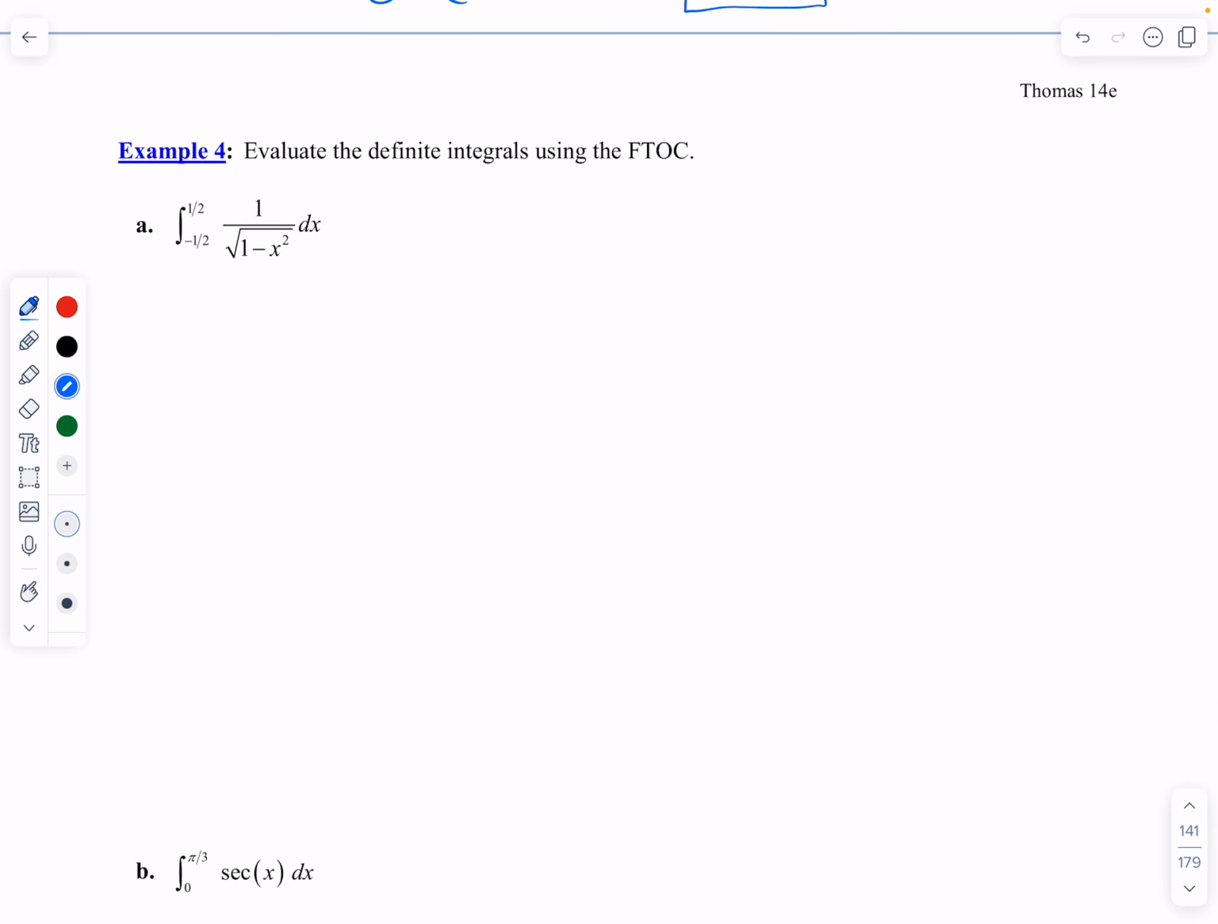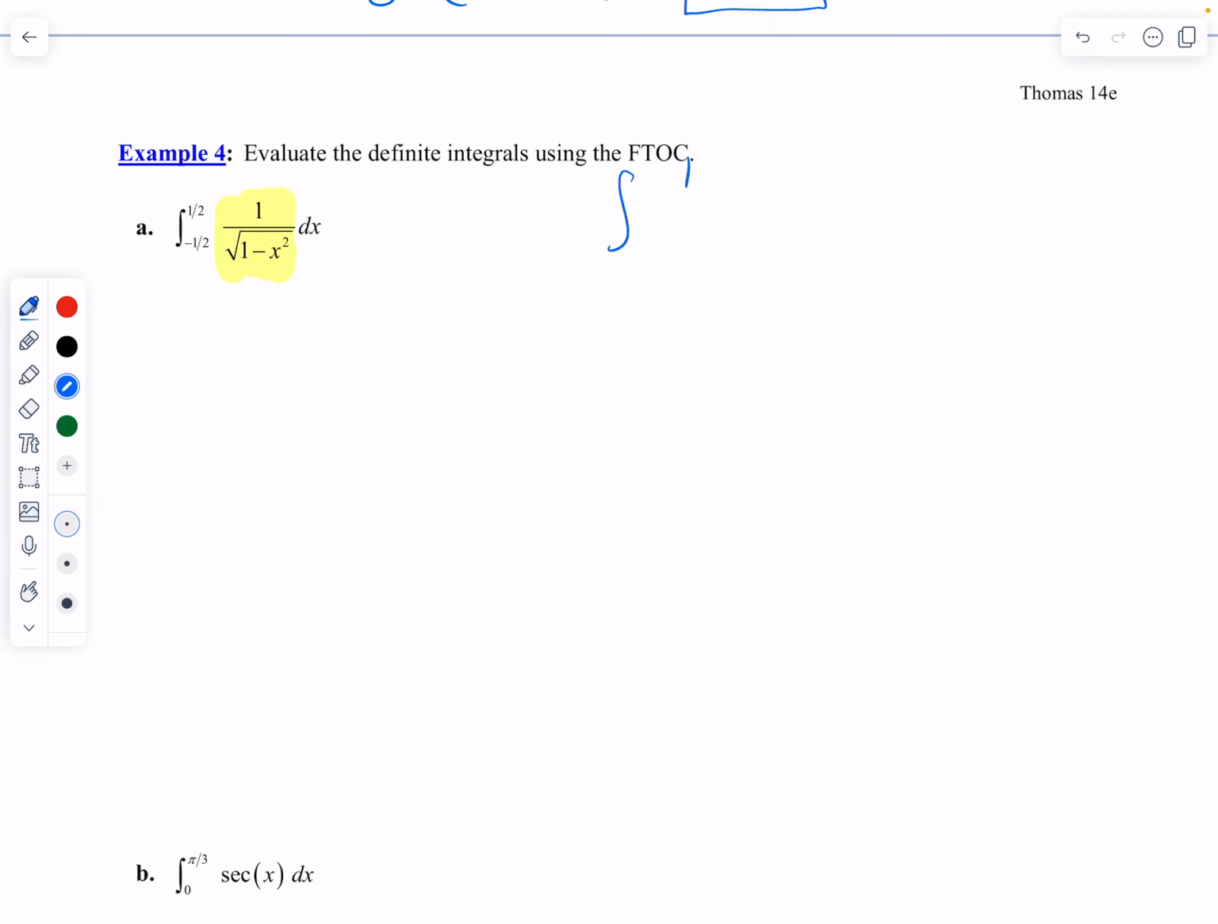Evaluate the definite integral using the fundamental theorem of calculus. So as mentioned before, if you have a quotient, you either have to work on it or you have to see if it matches up with something. So lucky for us, there's the rule that says the integral of 1 over the square root of 1 minus x squared dx has an antiderivative of inverse sine. So we lucked out that we have a rule for it, so now I can continue on.